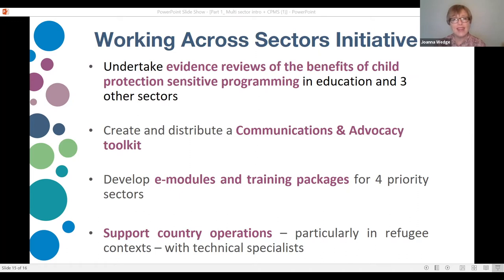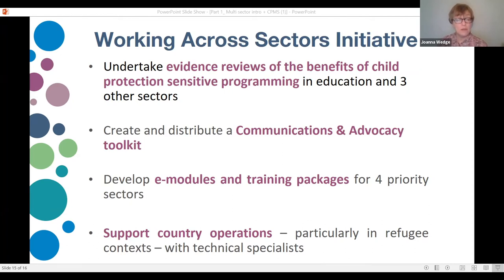We've drafted and we're finalizing, and will soon distribute, a communications and advocacy toolkit on working across sectors. So messaging, social media, images, and so on. When we look at capacity strengthening, we will be developing e-modules and training packages for the four priority sectors, one of which we know is education.